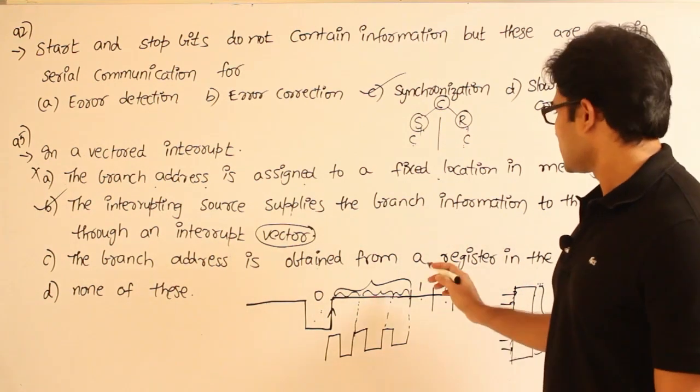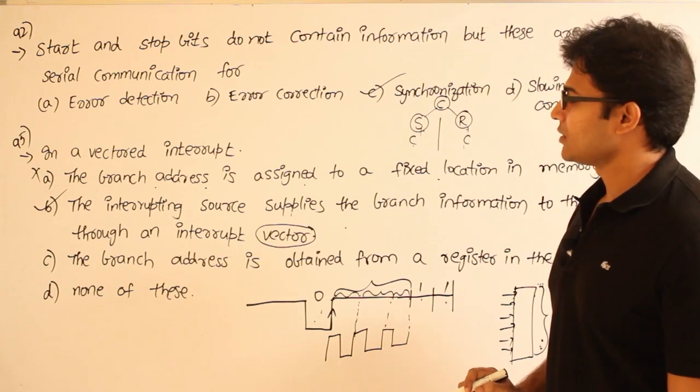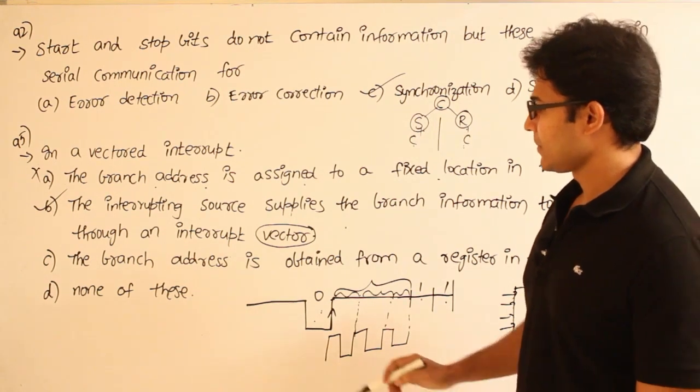The branch address, no, these are all wrong. So this one is the vector address. This one is right. Okay, option B.